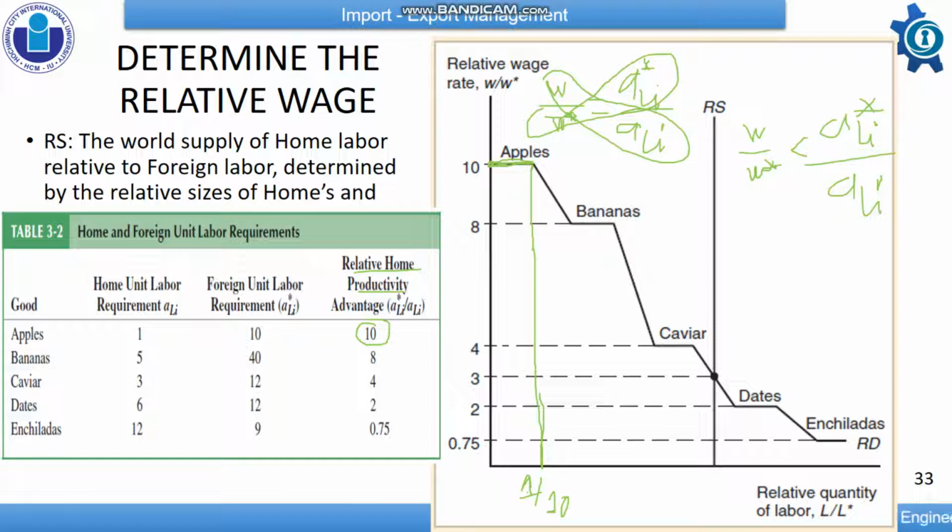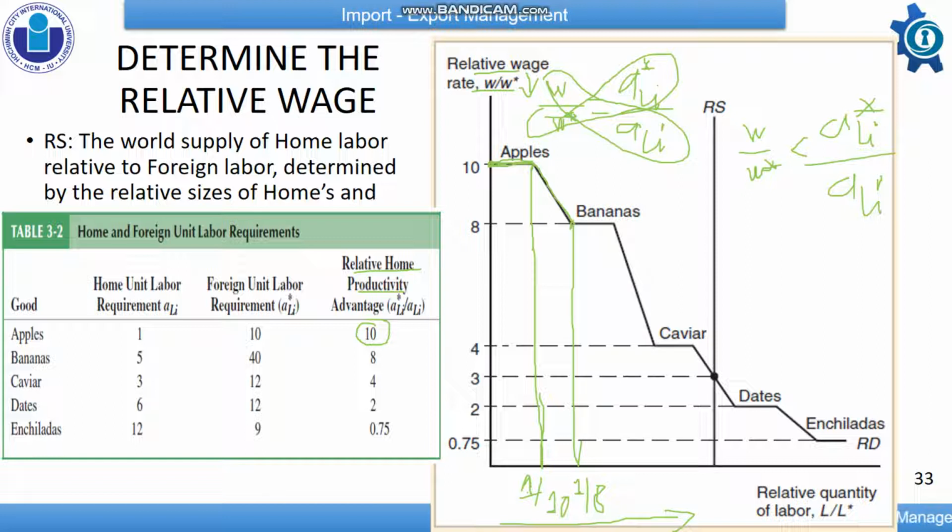That's why the relative demand for labor in the home country will increase. Okay, it increases. Please look at this slide. So when the relative wage rate decreases, the relative demand for labor in the home country will increase. And at this point, that is 1 divided by 8.